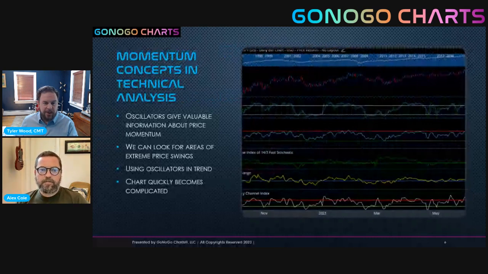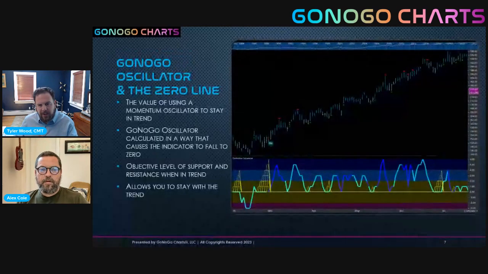As George Lane introduced stochastics in the 1950s, or Welles Wilder introduced RSI to the world in the 1970s, they were looking at some range-bound market activity. Now, other authors and incredible technicians like Connie Brown and others have used momentum concepts in trending environments. So let's take a look at the GoNoGo chart, and let's just think about this interplay.